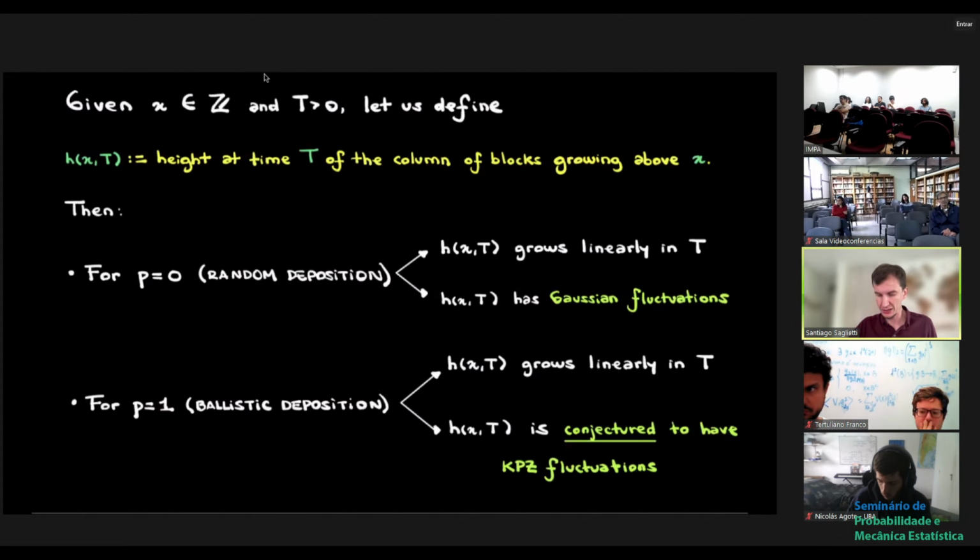So great, but this is only a conjecture. We know that the height grows linearly, but the fluctuations are believed to be in this KPZ universality class, but there's no proof. And it's kind of difficult to give a proof because this is an example of a model which is not exactly solvable. So there's not much that can be done in this setting.